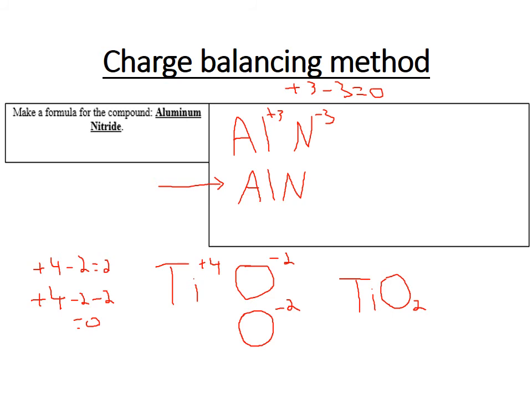So in a case like this, where you need to reduce, charge balancing is a little bit easier to do than the crisscross method. Again, both give you the same answer in the end, so it's a good idea to know how to do both in order to verify your answers. Let's do one more example together. We're going to do barium iodide.